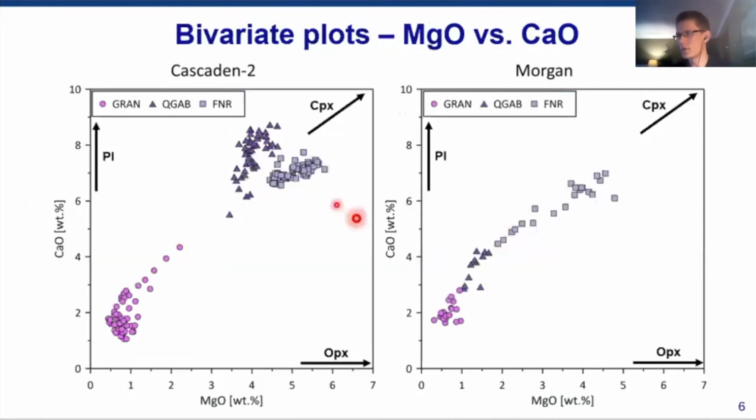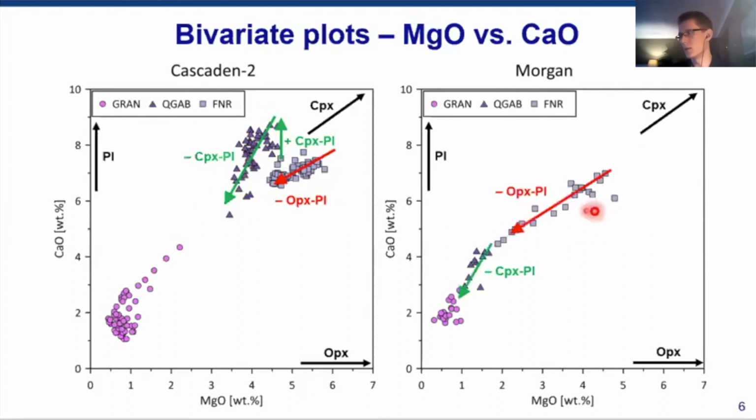To further illustrate, in the last plot, a bivariate plot of MgO versus calcium, we can see in the Cascaden group the felsic norite and quartz gabbro forming two distinct groups and trends. Same thing for Morgan. If we think about which minerals might control this, we have OPX and plagioclase controlling the trend for the felsic norites. Then we reach CPX, which is the liquidus, and we get an accumulation of CPX and plagioclase forming this increase in calcium. Then we move down this cotectic line for the quartz gabbros.